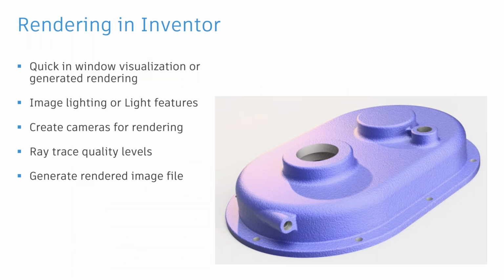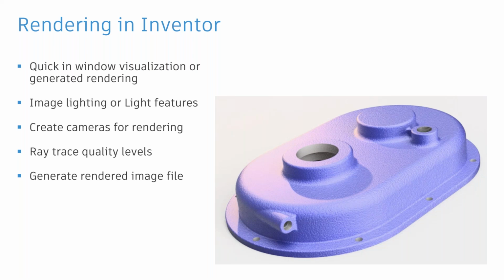And the first one, we'll talk a little bit about rendering in Inventor. As I mentioned before, you have the ability to do a quick visualization. You can get into the detailed lighting, create multiple cameras and use those cameras to modify not just the perspective of the view, but even do things like add depth of field to be able to give a more realistic image on the screen. You can change your ray trace quality levels. And of course, we can generate rendered image files in PNG, TIFF, GIF, all the standard formats.